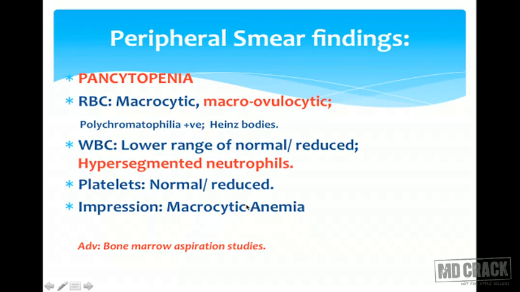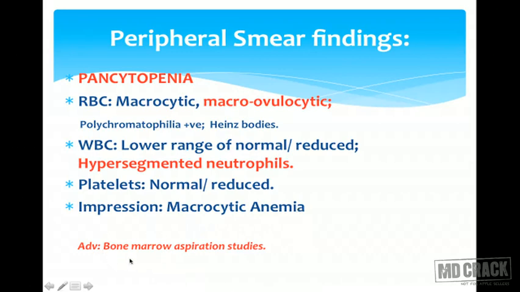So we don't comment on the chromia. Remember, we will not call it macrocytic hyperchromic anemia. No, only macrocytic anemia. We will not comment on the chromia; we comment only on the size. Never use the word hyperchromic for these RBCs. You cannot overfill the RBC as such. So macrocytic anemia is the report for these patients.